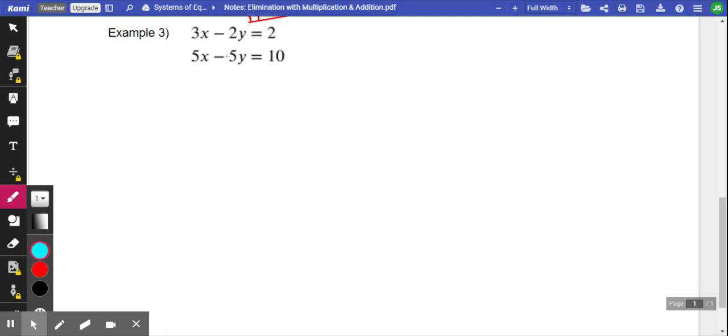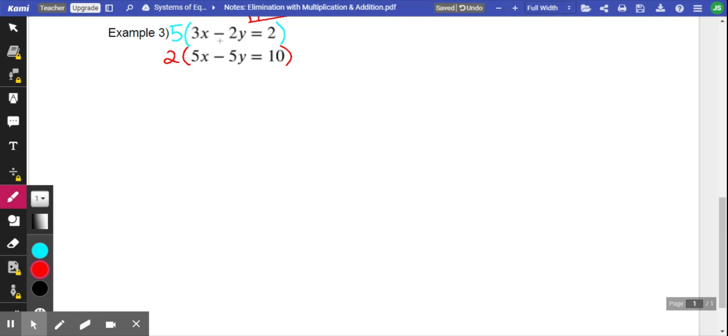Okay, so I'm just making the choice right now to get rid of my y's because those numbers are just a little bit smaller. Okay, so I'm going to take my top equation here, and I'm going to multiply it by a positive 5. And then I'm going to take my bottom equation, and I'm going to multiply that by 2. Now, how did I come up with those two numbers?